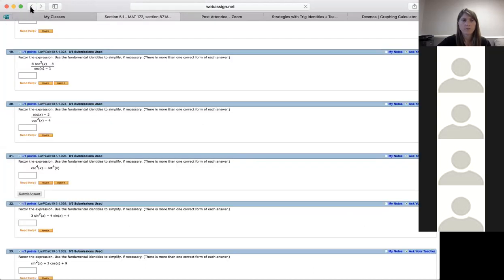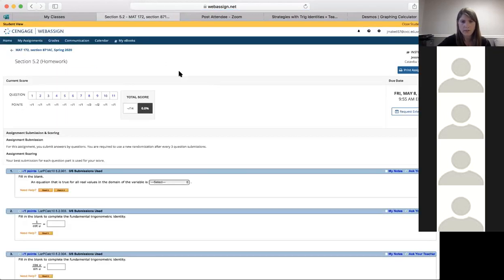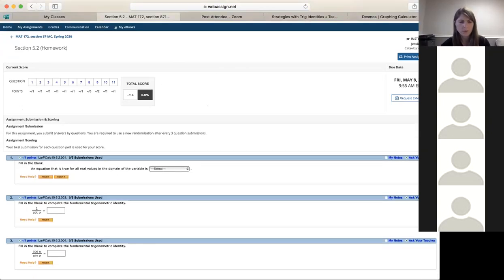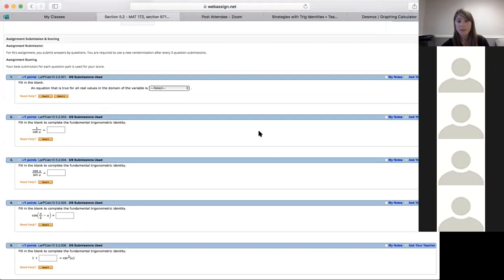Okay, so I think this was in student view. Okay, so in 5.2, I edited down this line to make it shorter because I wanted you to not be overwhelmed with the sheer number. This one had like 40 some, 30 some. So you'll see that when you start 5.2, it's kind of similar to how 5.1 starts. It's reminding you of some of the basic identities.